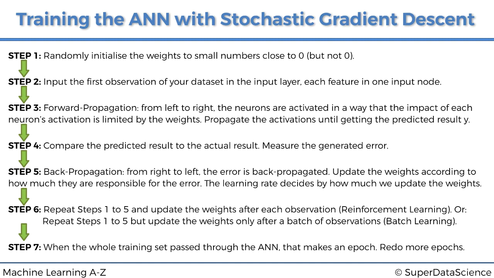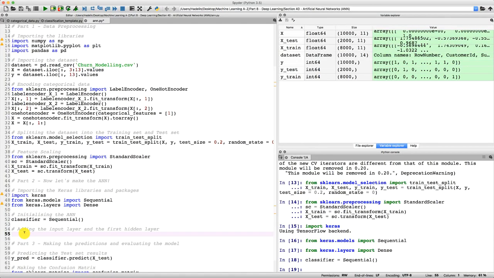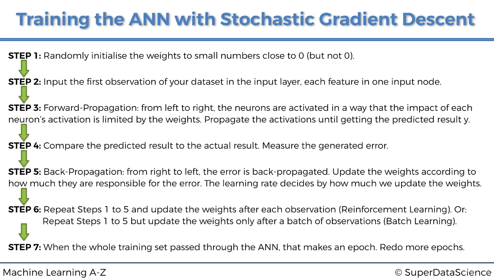The first step is to randomly initialize the weights of each of the nodes to small numbers close to 0. So that will be done thanks to the dense function, which we take from this dense module here that we imported previously. So basically, this dense function that we're going to use is going to take care of this first step.